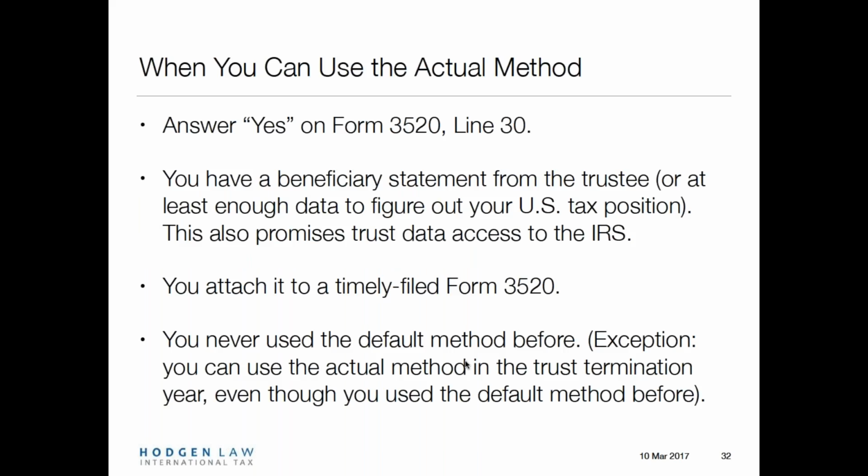Let's look at the rules behind the actual calculation method. We're at slide 31. Again, here's just a recap of when you can use the actual method. The critical bullet point down here is the third one. You have to get this beneficiary statement from the trustee. You've got to attach it to a timely filed Form 3520. So if you are late in filing a Form 3520, you're boxed out of this and you're stuck in the default method.